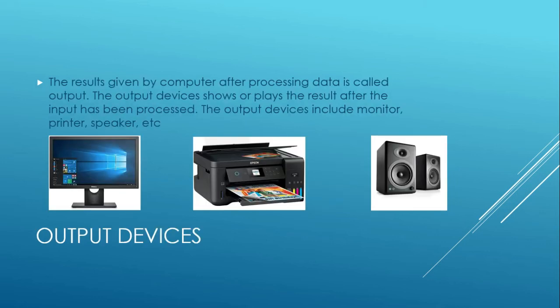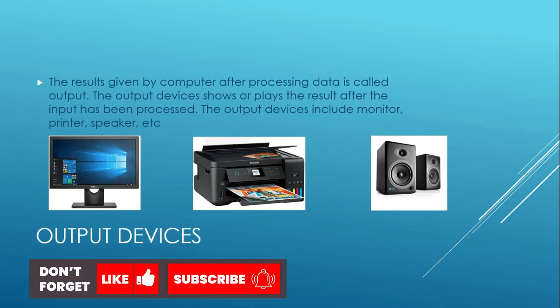My friend, let's now lastly talk about the output devices. After the processing has happened, of course, you need to output your information. And how can you do that? We say the results given by a computer after processing data is called output. The output devices show, display, or play the result after the input has been processed. The output devices include, for example, the monitor, the printer, the speaker, among many others. The first image shows you a monitor, which will show you what is happening on the screen so that you can understand what you are doing or what you are inputting.